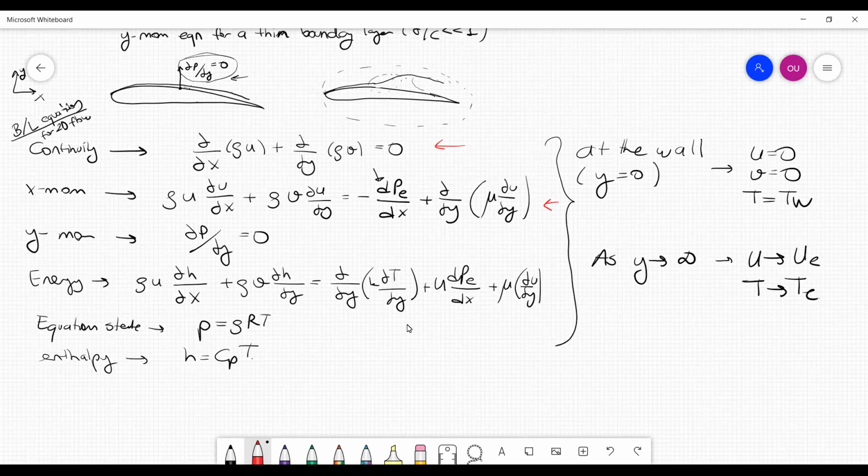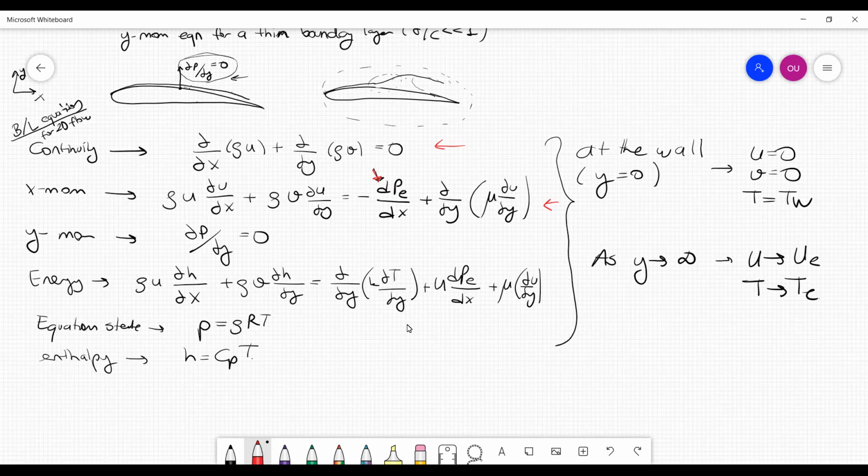Because the y momentum equation says pressure is independent of y, the gradient is zero. In a two-dimensional flow, if it is mathematically independent from y, it can only be a function of x. So this derivative turns out to be an ordinary derivative instead of a partial derivative. And we also lost one of the viscous terms after order of magnitude analysis. So the x momentum equation gets modified a little bit.